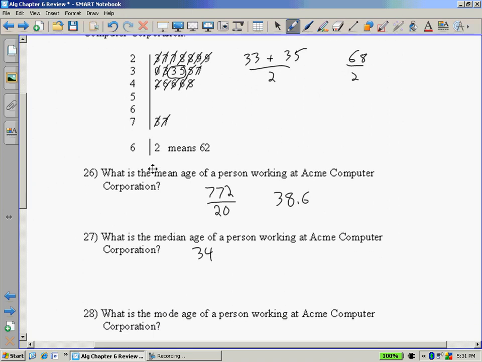Now, what is the mode age? What we're going to do is we're going to look for the one that happens the most. So we have, let's see, several happening twice. Only one happens 3 times, and that's the number 46. So that's the mode.